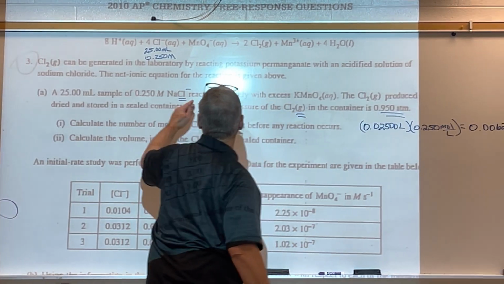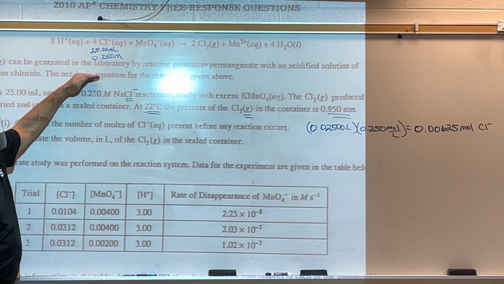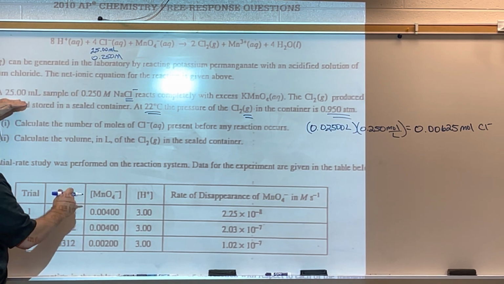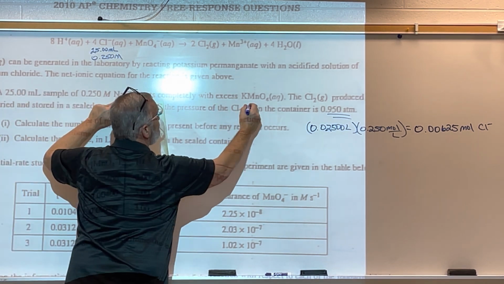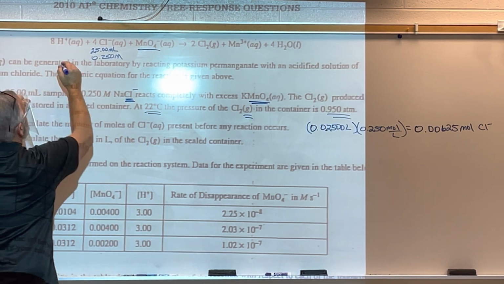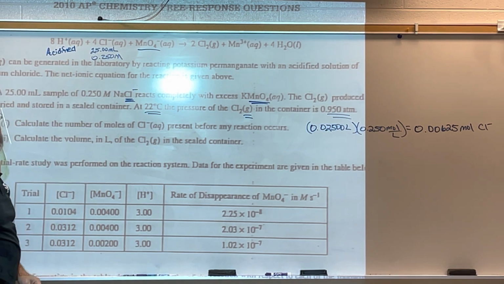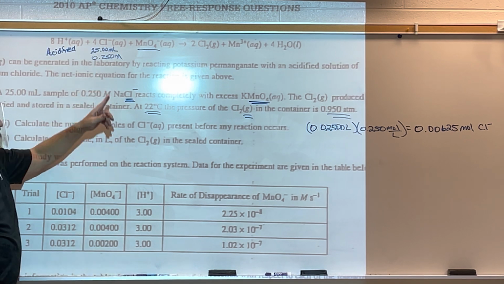Now, again, you have to recognize that in a net ionic equation, you're only putting the parts that react. You're getting rid of your spectators. So a 25 mL sample of NaCl reacts with the KMnO4. So here's my MnO4, here's my Cl minus, and this is the acidified part. So you just don't worry about the spectators. You might say, well, NaCl is not anywhere in the reaction. But it is, because we're just doing a net ionic equation.